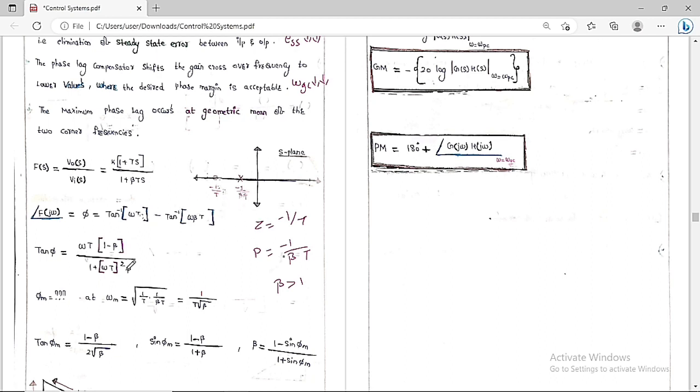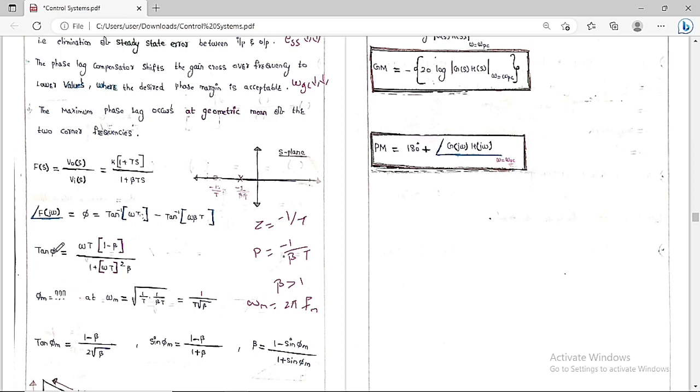At this frequency we are going to get the maximum phase lag. So omega is equal to under root over 1 by T into 1 by beta T. When we simplify, we are going to get 1 by T into under root of beta. And you know the value of omega m: omega m is equal to 2 pi fm. So omega m unit is radians per second and fm unit is hertz.